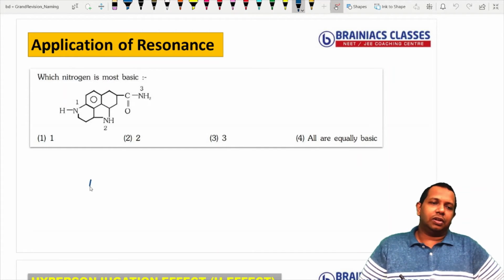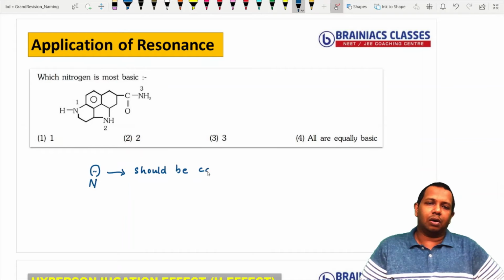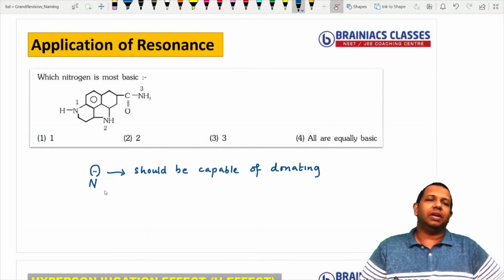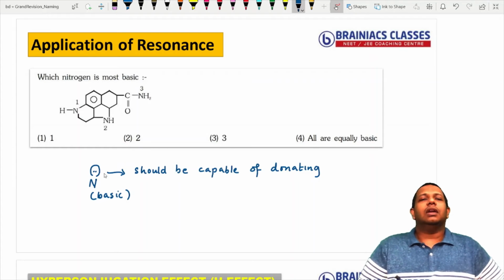So as I told, if I want to say a nitrogen is most basic, then the lone pair present on the nitrogen should be capable of donation. That means it can be easily donated. Then I can say it is a good base. This nitrogen is basic in nature. Okay, that is the concept. Now let us analyze.